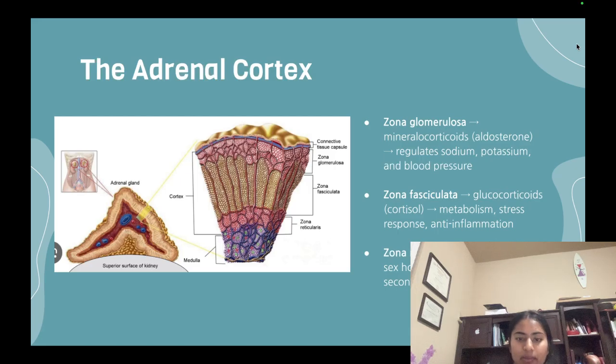The last layer that we're going to talk about today of the adrenal cortex is the zona reticularis. This is the deepest layer in the cortex. It's the innermost, and it's located just above the adrenal medulla. It primarily produces androgens, which are sex hormones, including small amounts of testosterone and precursors to that. These hormones contribute to puberty, development of secondary sex characteristics, and they also act as precursors that can be converted into estrogens in other tissues as well.